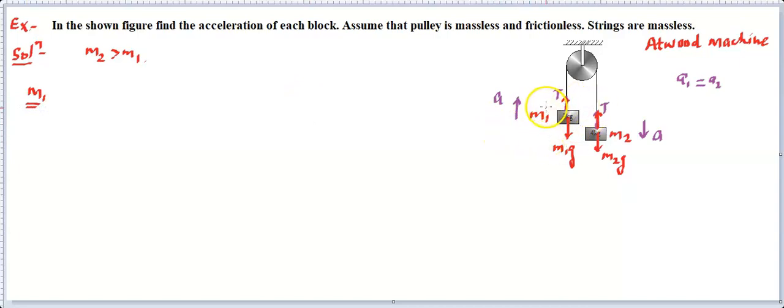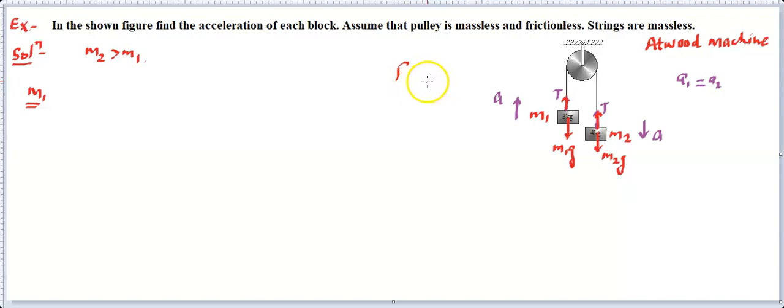If we write the M1 block, here you need to keep the point in mind. We are writing the Newton equation for the M1 block, right? Since the M1 block is moving in the upward direction, net force must be considered in the upward direction because we know F equals ma. So the direction of force and the direction of acceleration are identical.